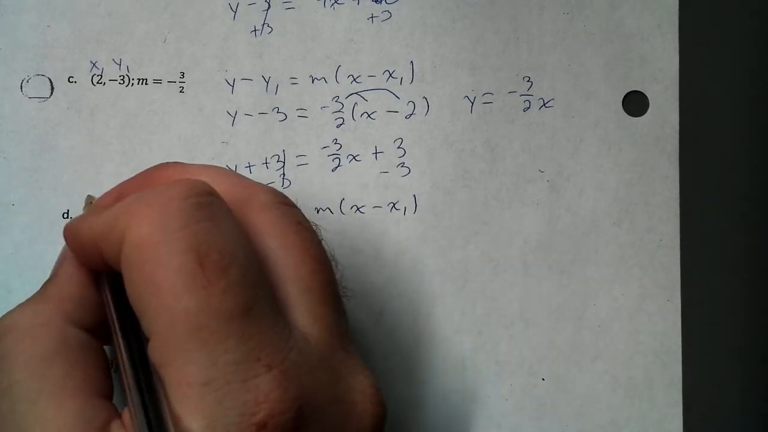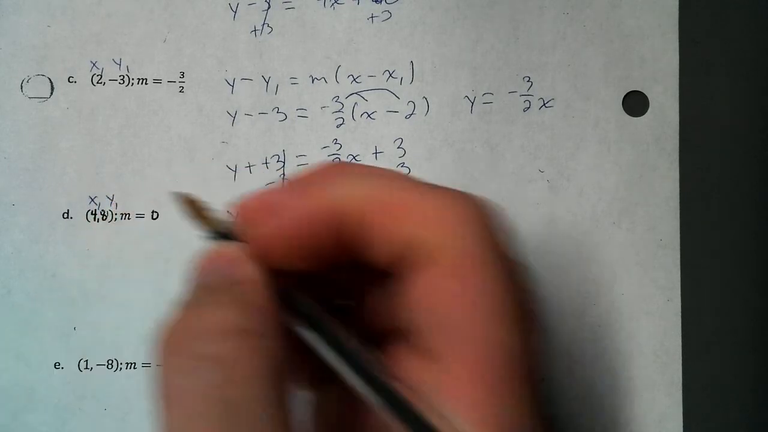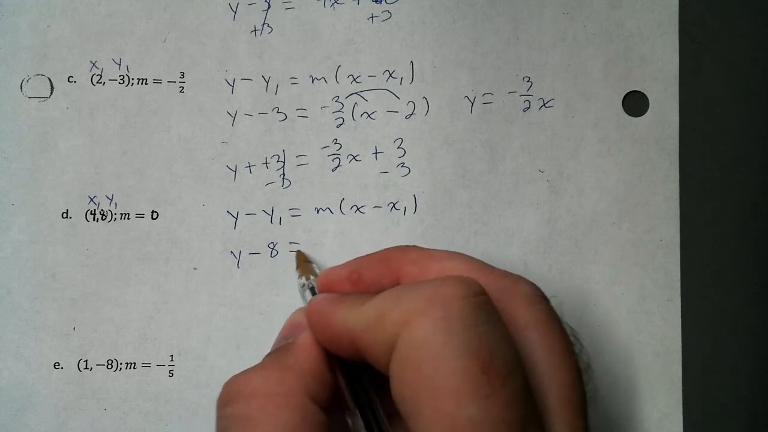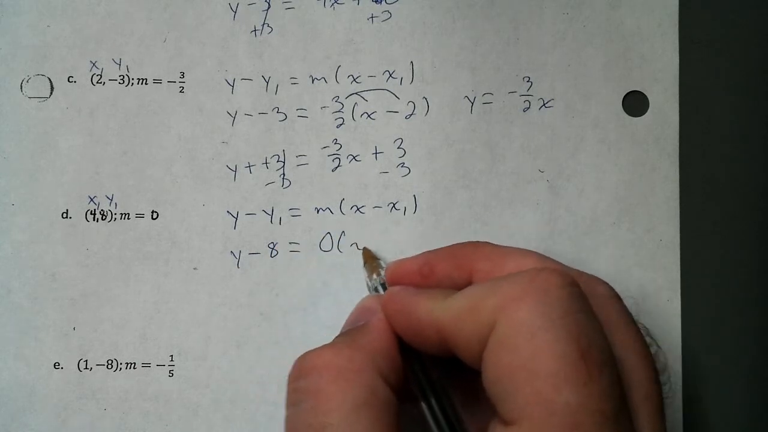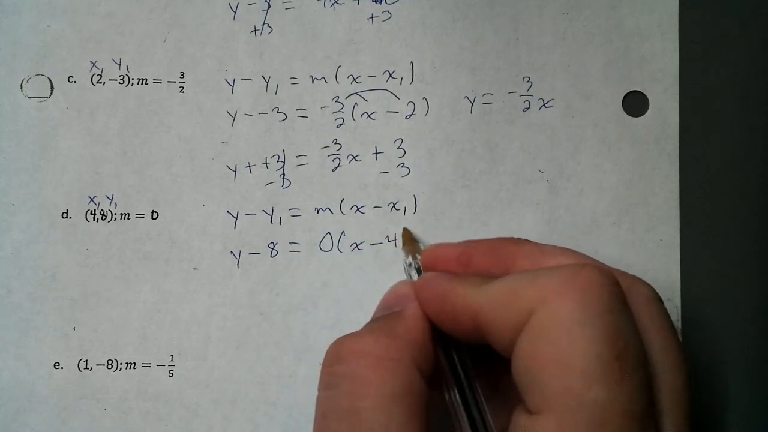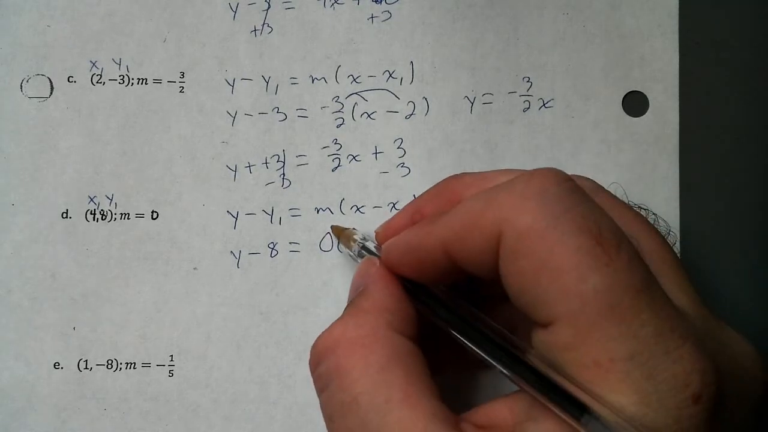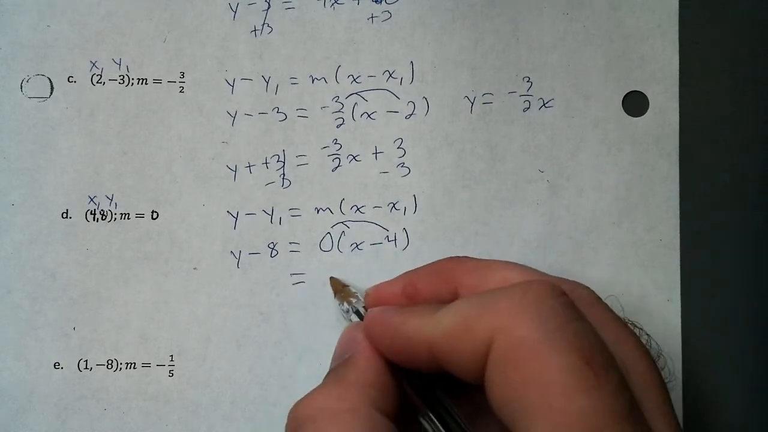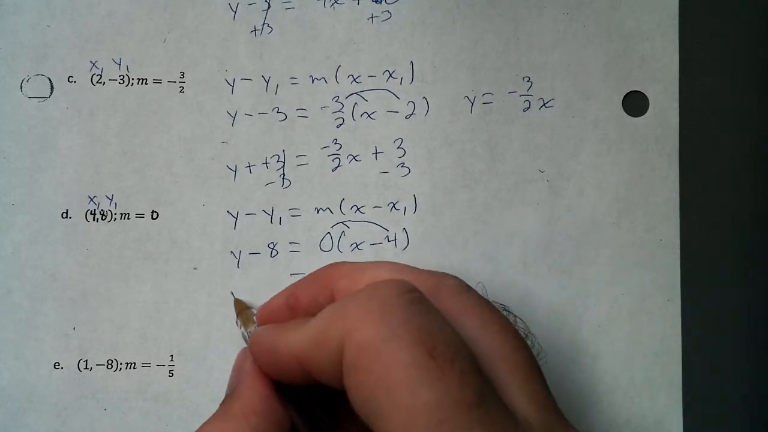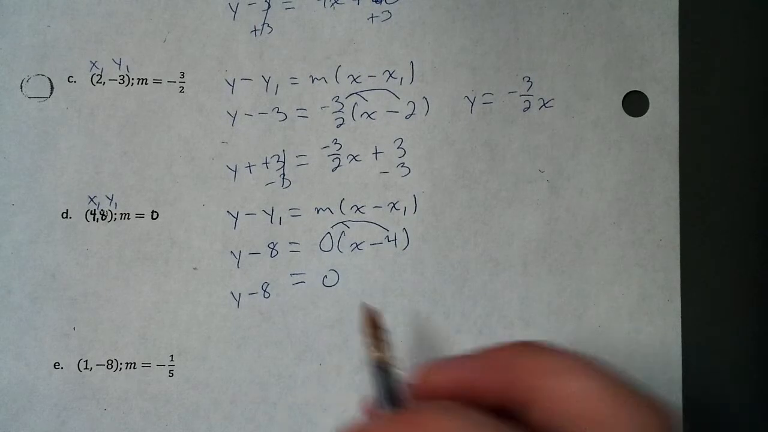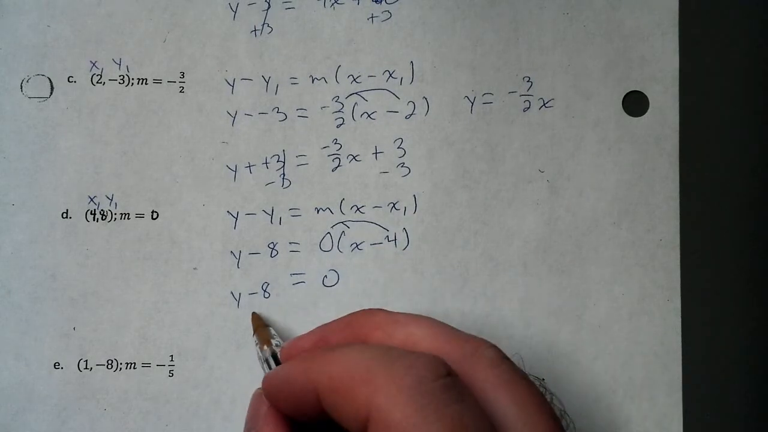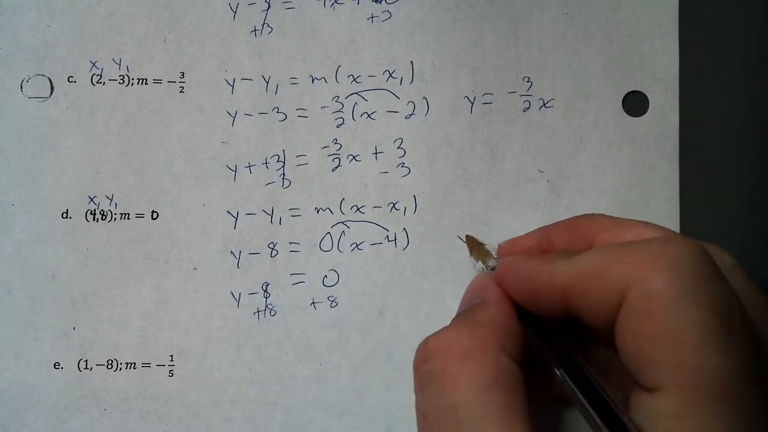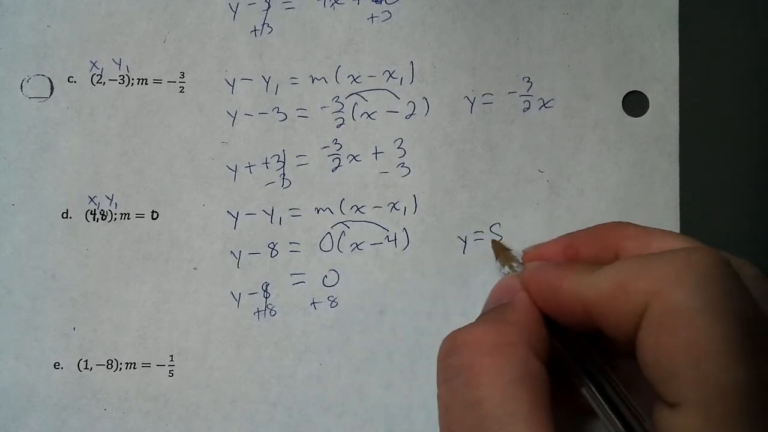Alright, here we go. x1, y1, now we're going to plug it in. y minus 8 equals 0 times x minus 4. When I distribute, 0 times x is 0, 0 times -4 is 0. So this whole side goes to 0. We have y minus 8. Well, how do I get y by itself? We're going to add 8, and we get y is equal to, and 0 plus 8 is 8.